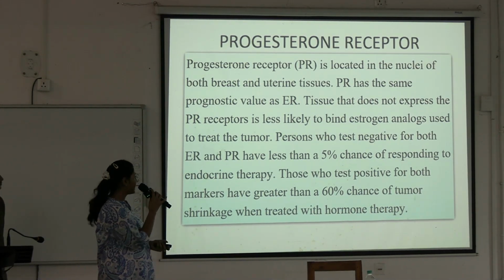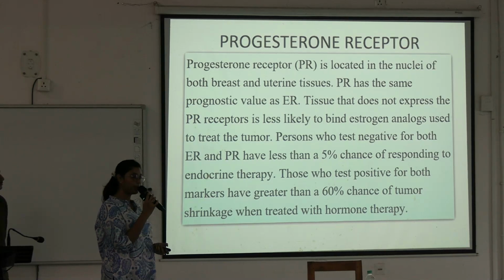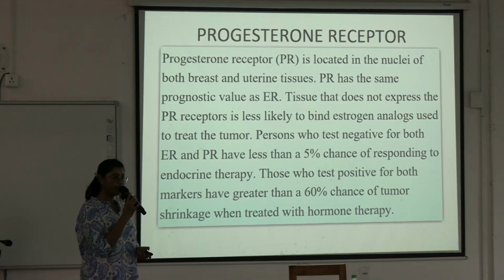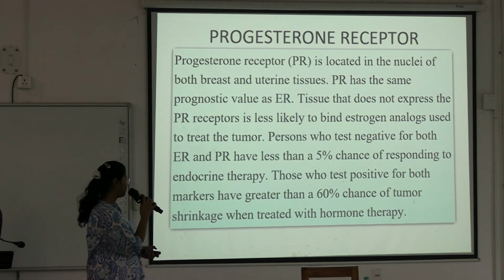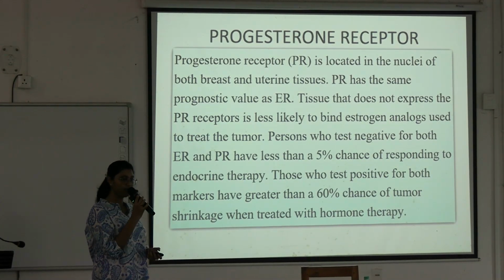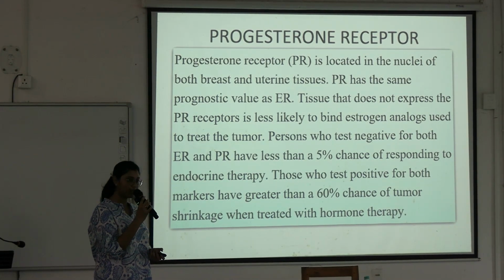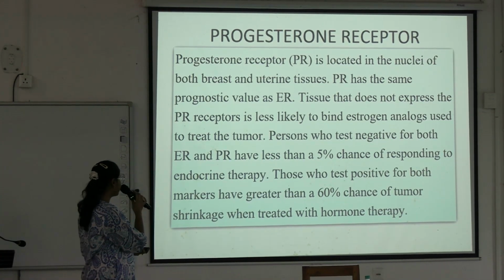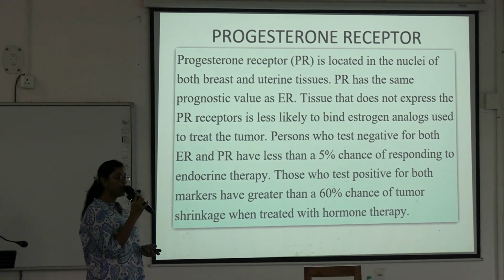A person who tests negative for both estrogen and progesterone receptor has less than a 5% chance of responding to endocrine therapy. Those who test positive for both estrogen and progesterone markers have more than a 60% chance of tumor shrinkage when treated with hormone therapy.